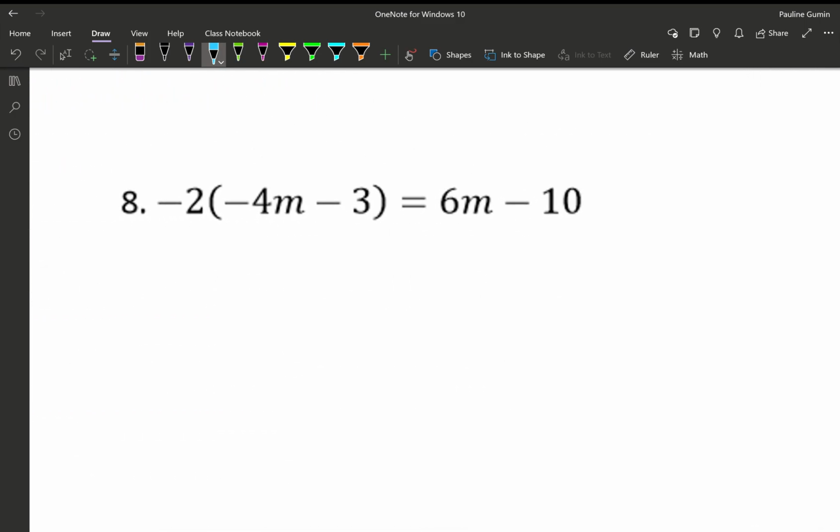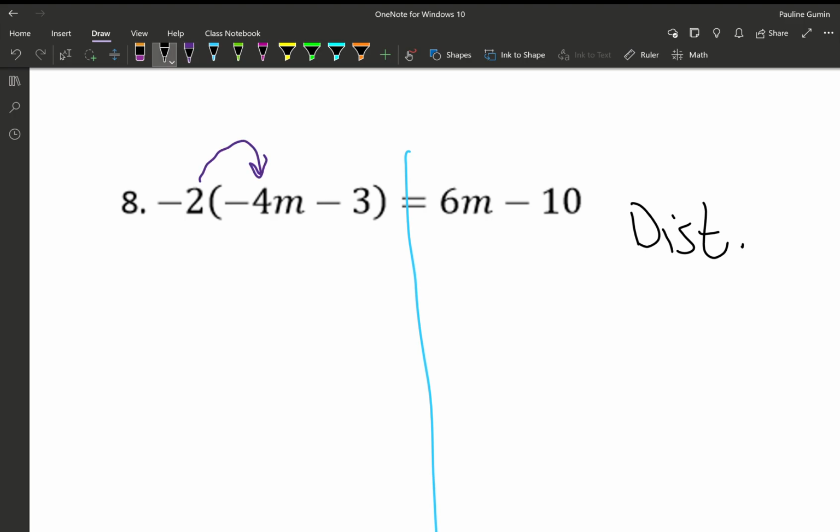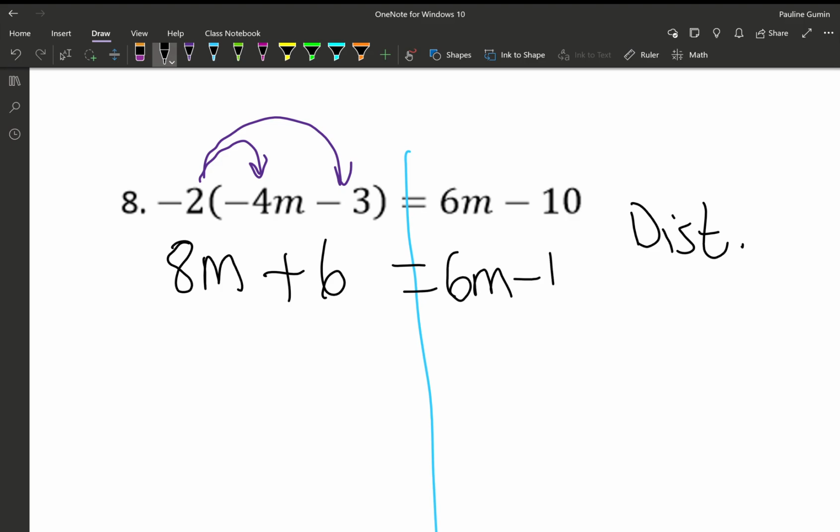I have parentheses, which tells me I'm going to have to distribute. Negative 2 times negative 4m is positive 8m. Negative 2 times negative 3 is positive 6. And the right-hand side stays exactly the same. It had nothing on it for us to do in this step.